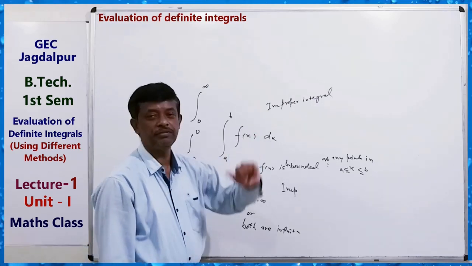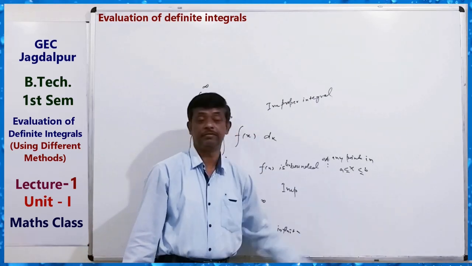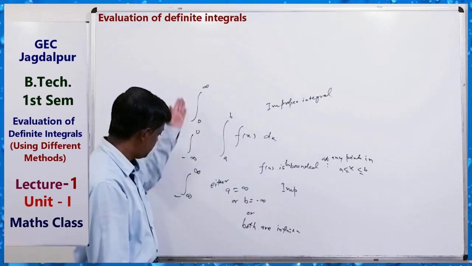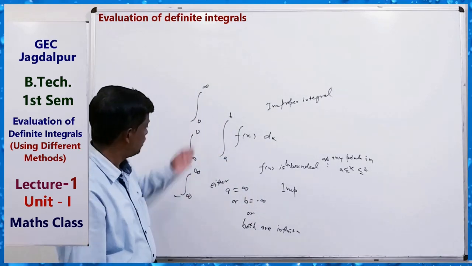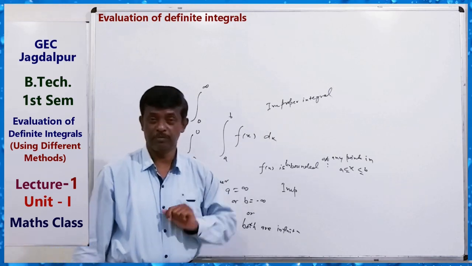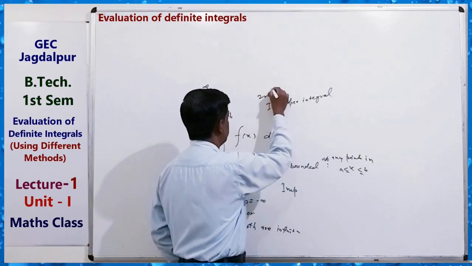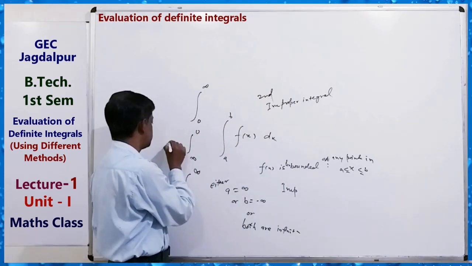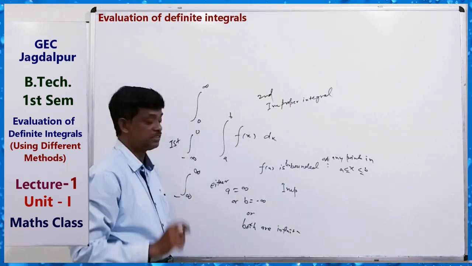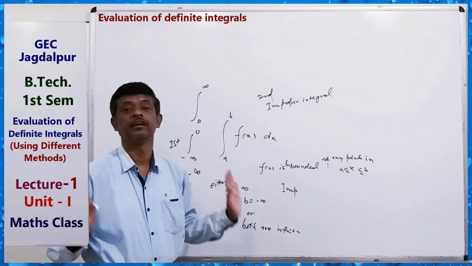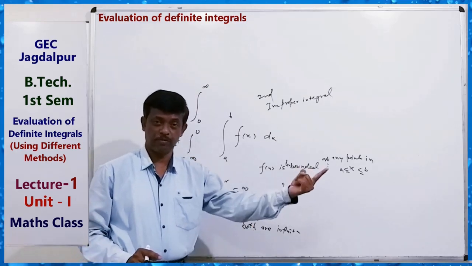This is the second kind of improper integral, where the limits are definite. But if either of the limits is infinity, it is the first kind of improper integral. First kind means either of these limits is infinity.